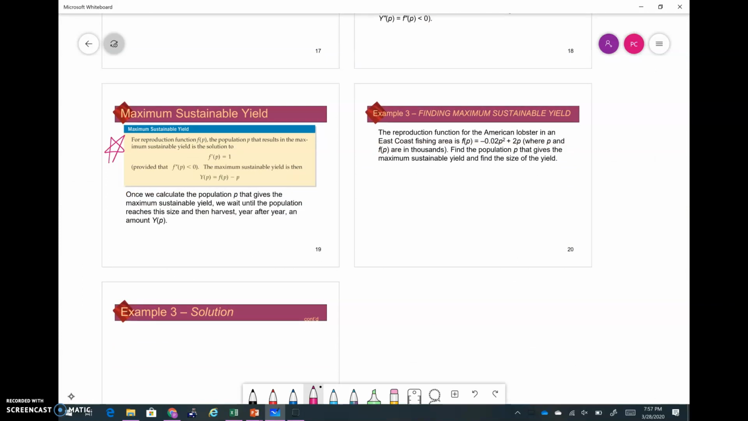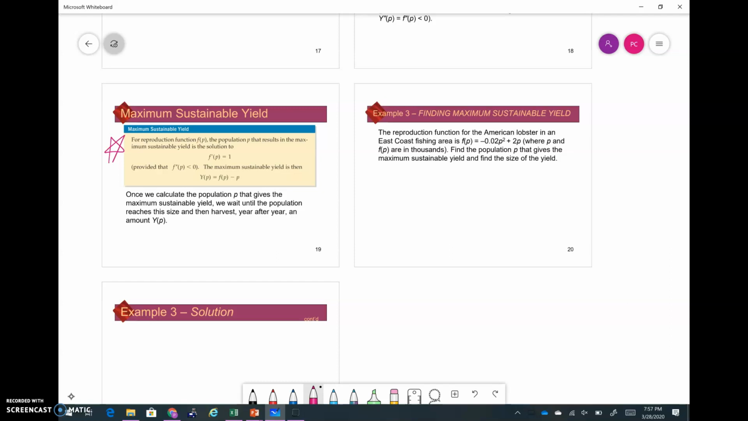So we're on slide 19. For a reproduction function f of p, the population p that results in the maximum sustainable yield is the solution of f prime of p equal to 1. Once we calculate the population p that gives the maximum sustainable yield, we wait until the population reaches this size and then harvest, year after year, an amount y of p.